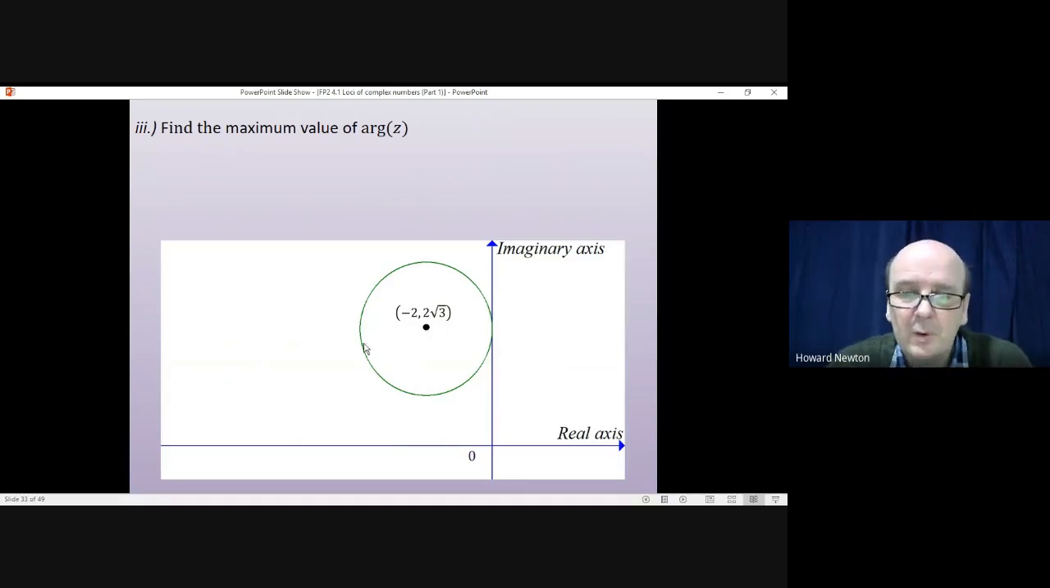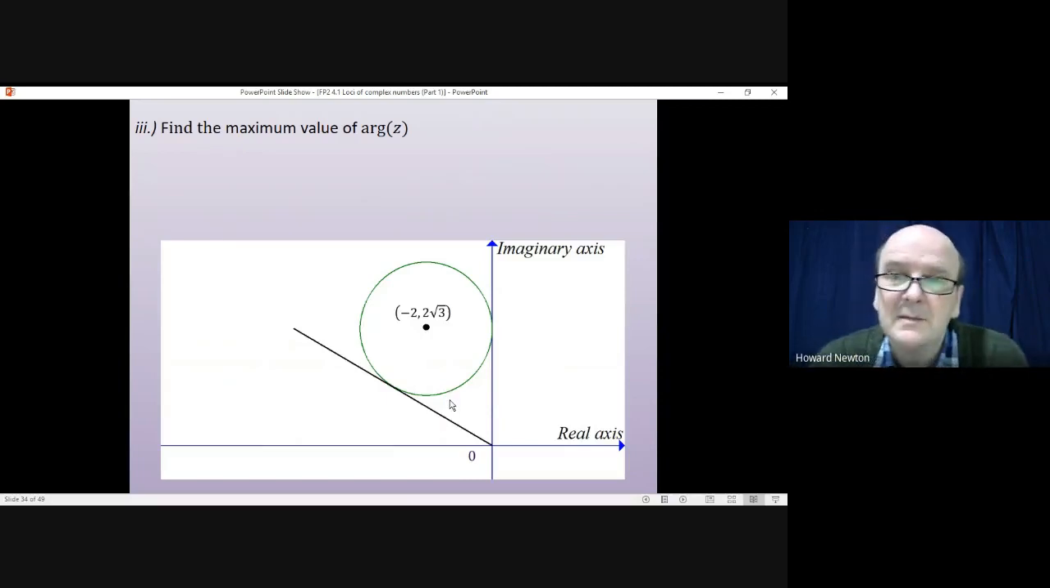Well, we're looking for the point on the circle which will make the angle going anti-clockwise as big as possible. Now, it'll be that angle there. So if we draw a tangent to the circle from the origin, then that angle going anti-clockwise around to the black line will be the biggest that the argument of z can ever be. So we need to find the whole of that angle.